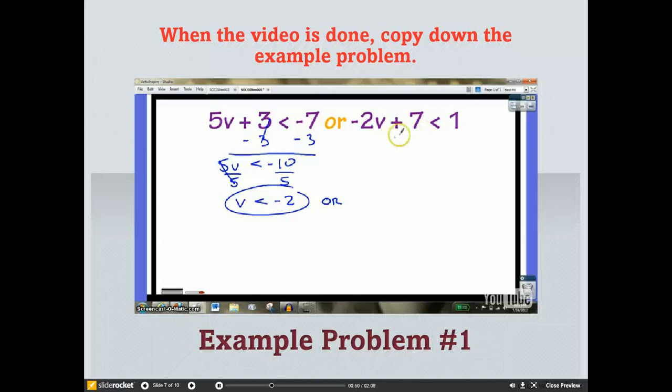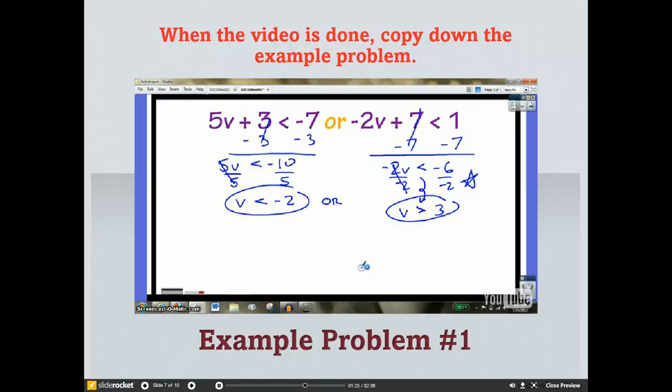now I do the other one. Negative 2v plus 7 is less than 1. So minus 7 from both sides. We get negative 2v is less than negative 6. Divide by negative 2. And don't forget about this from earlier lessons. When we divide by a negative, we got to flip the inequality symbol. So here we get v is greater than positive 3. Okay, so our values for v can fit into either the first category or the second category.